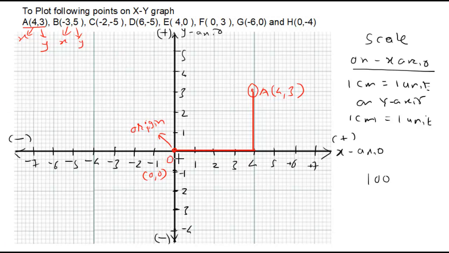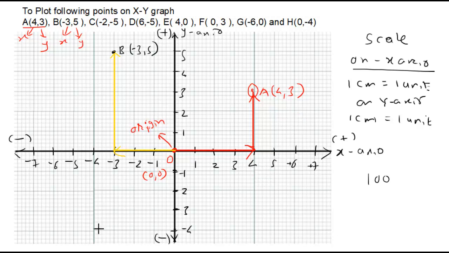First we have to travel along the x-axis minus 3 from the origin. Note that we are starting from the origin. Then we are traveling along the y-axis 5 units. So first we have traveled like this, then like this, and the coordinates are point B, minus 3, 5. Here also first we traveled along the x-axis 4 units, then along the y-axis 3 units.